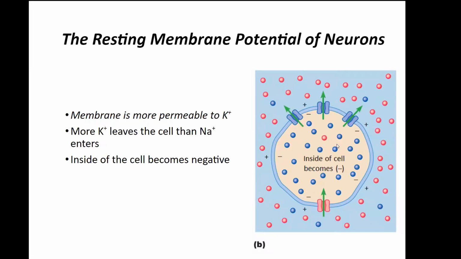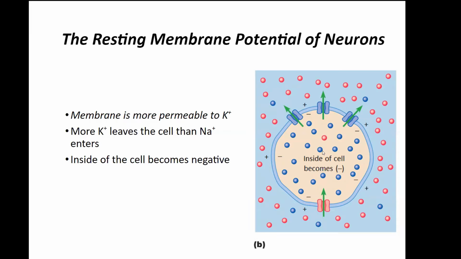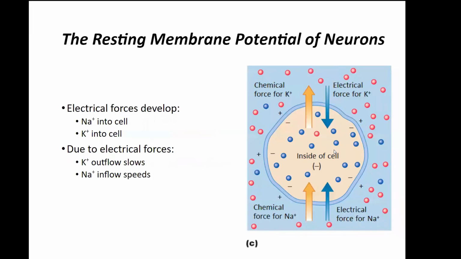We talked very briefly about this last time we met, about how the fact that the membrane is more permeable to potassium means that potassium basically wins out when we're talking about which of our ions moves more. More potassium moves out of the cell than sodium gets to move in. So the inside of the cell becomes negative and moves towards potassium's equilibrium point, which is -94. Okay, so that gets us to the setup where we have our resting membrane potential negative inside the cell. And so then we can start to think about these electrical forces.